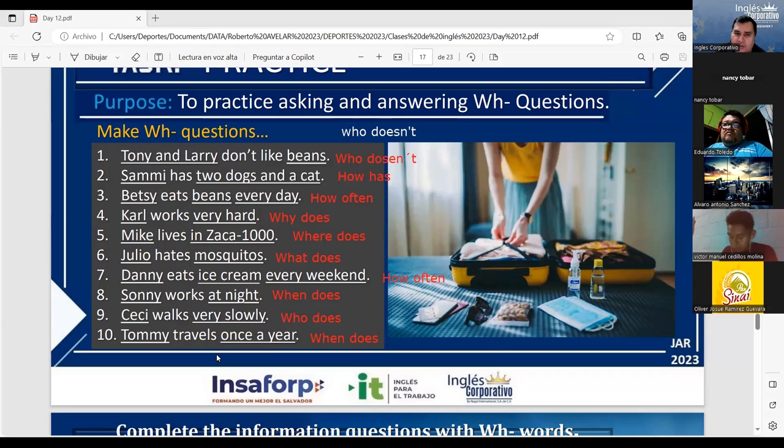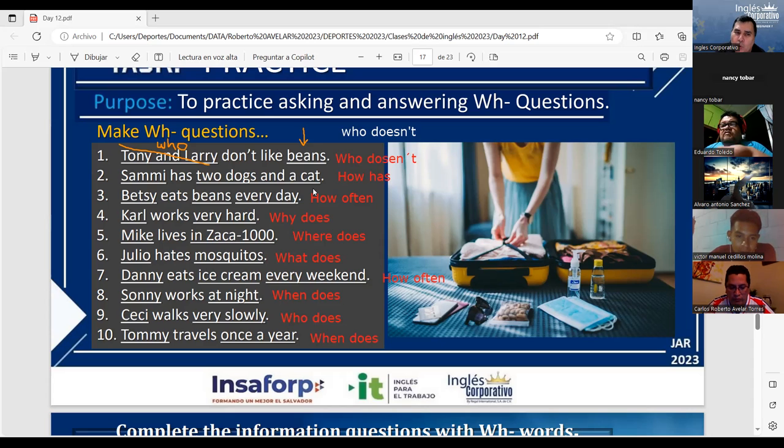Tony and Larry don't like beans. For a question about Tony and Larry, use substitute. And you remember that when you substitute it is singular, right? So you substitute and you say who. But here it has to be singular. Who doesn't like beans? Okay, and then the question for this one. What do we say? What don't Tony and Larry like? And the answer is beans.